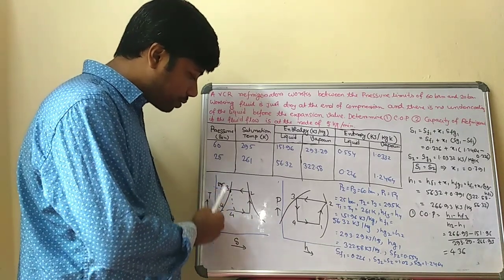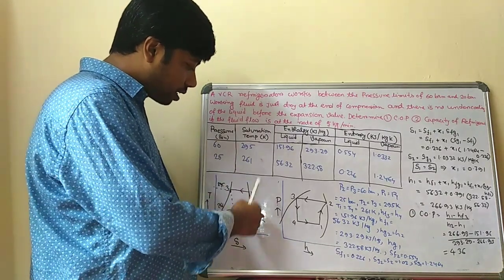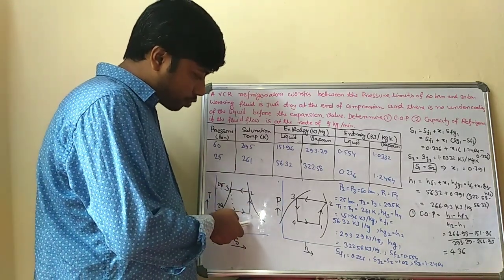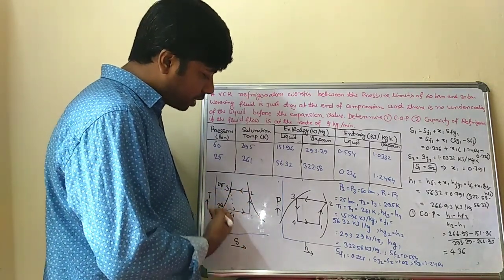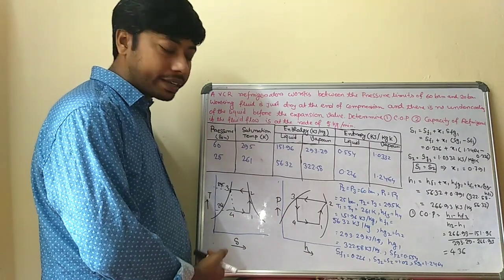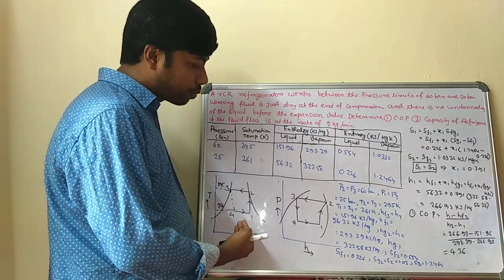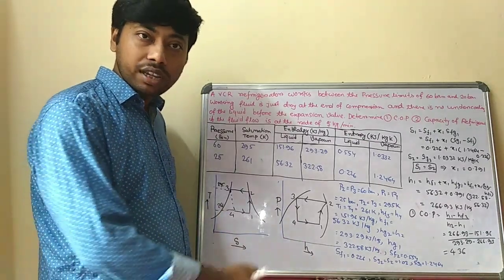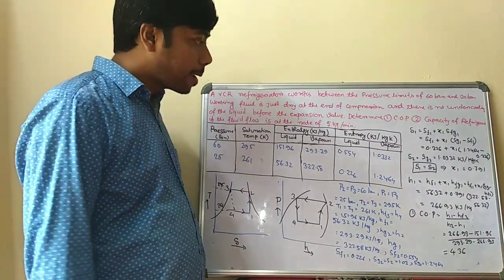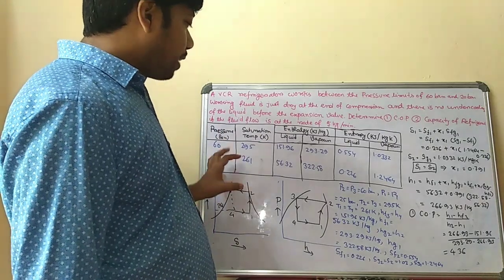As you know from the TS diagram, the plot shows process 1 to 2, 2 to 3, 3 to 4 and 4 to 1. Similarly, this is the TS diagram of the VCR plant, and the corresponding PS diagram. Similar processes occur in the VCR system. Now, what values are given?